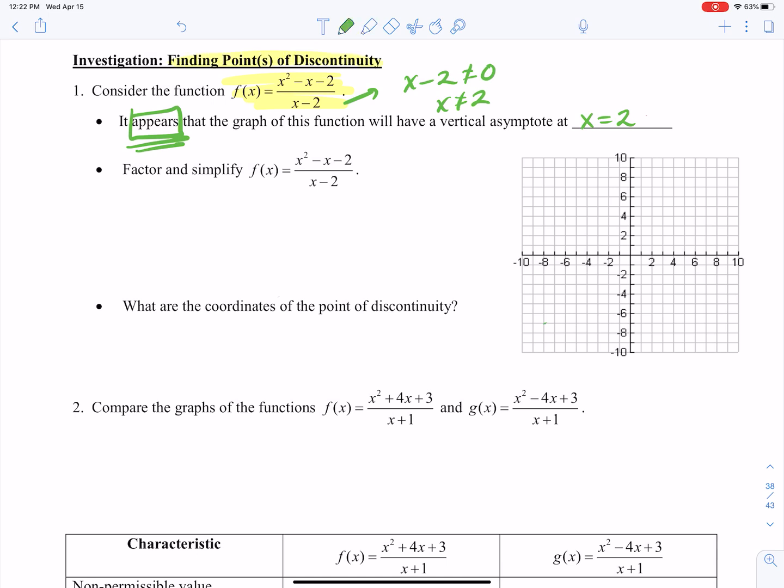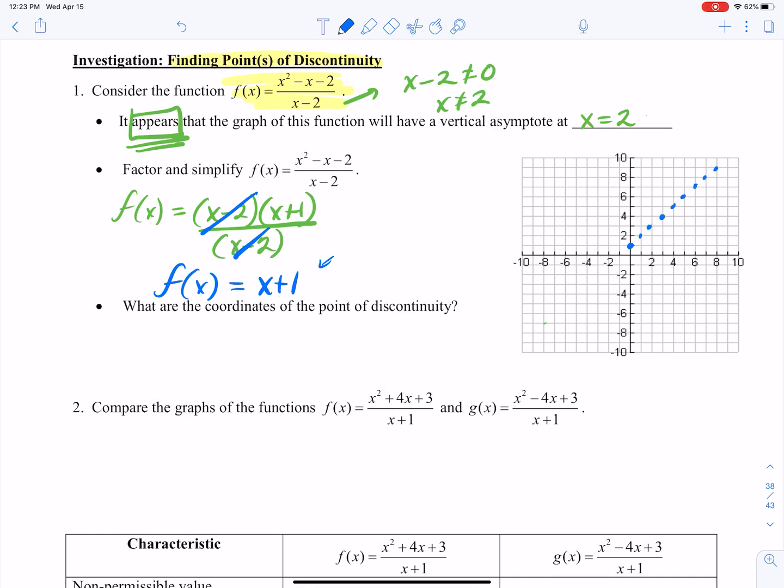So factor and simplify. I'm going to factor the top, and then complete the equation. And if we look carefully, we see that these two factors simplify. So I have the simplified function of f at x is equal to x plus 1. Well, if we graph that, we know it's linear. You can put it into your graphing calculator, or if you're good with lines, I know the y-intercept is 1, and it has a slope of 1.